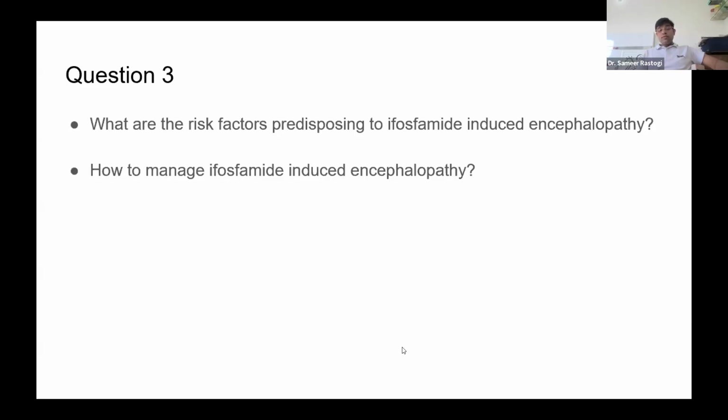Dose is a bit doubtful. There are studies in which dose and brain metastasis have not correlated with ifosfamide-induced encephalopathy. Low albumin is one. Then poor performance status is another.